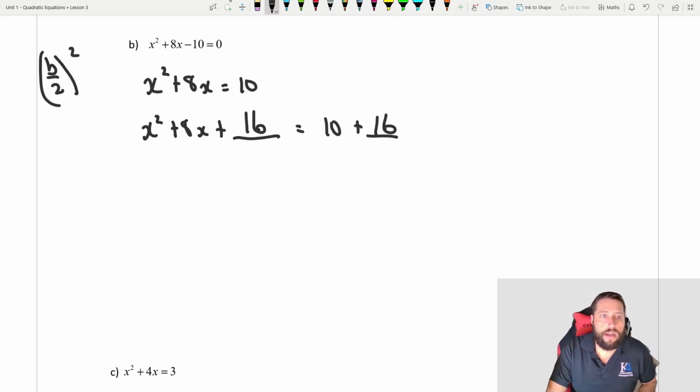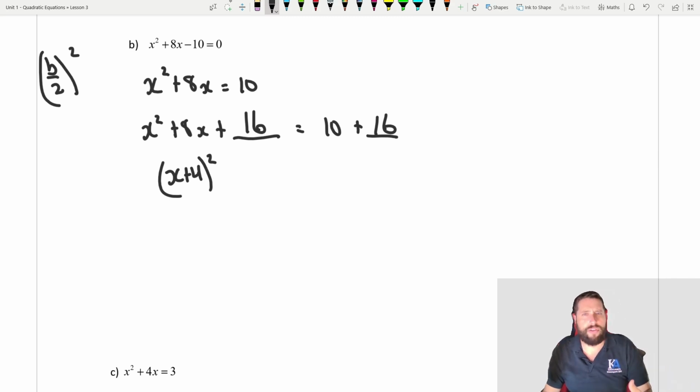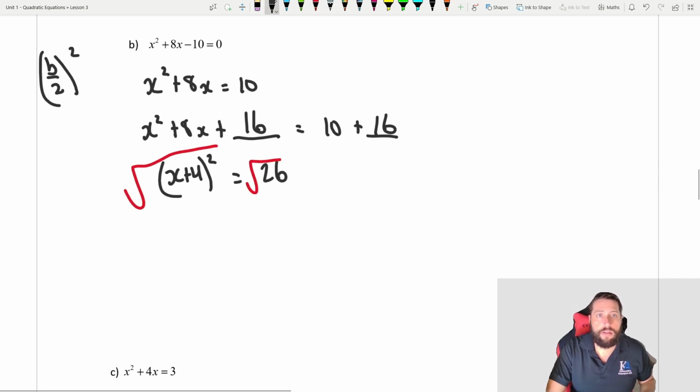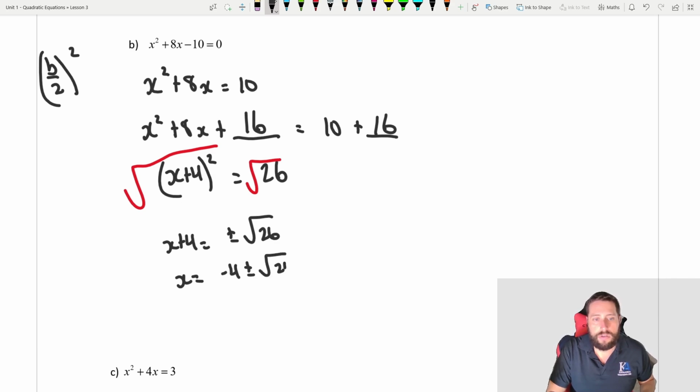Okay. x squared plus 8x plus 16. That's going to be x plus 4 squared. It's whatever your b value was when you divided it by 2. The b over 2 becomes the value that goes into this bracket. Okay. And then we have 26. So now we are going to take the square root of the left side and the right side. So we have x plus 4 is equal to positive or negative root of 26, which means that x is equal to negative 4 plus or minus the root of 26. Answer there.